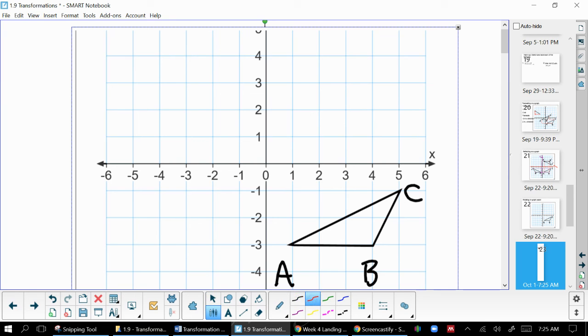So directions for this are going to look something along the lines of rotate a certain number of degrees and a direction. So we might have something like rotate 90 degrees counterclockwise. That might be our directions there.